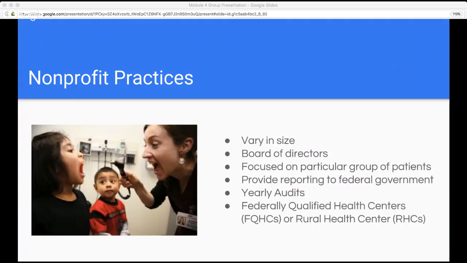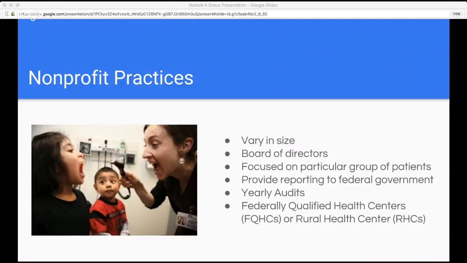Nonprofit practices vary in size from single physician to larger practices with more than 10 physicians. Nonprofit practices must have a board of directors to provide oversight for the financial operations and management. They usually focus on a particular group of patients in a geographical area. Such examples are low-income communities or special needs populations such as geriatrics.